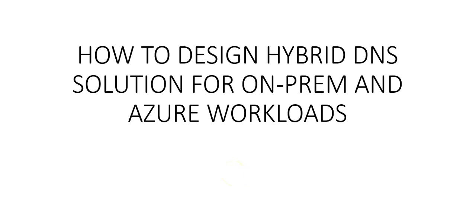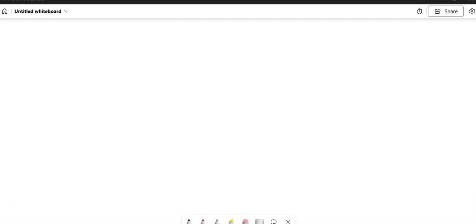Hi, my name is Ashish, and in this video we will see how to design a hybrid DNS solution for on-prem and Azure workloads. Now this architecture works for users and other systems that are connecting from on-premises and the public internet. I'll quickly pull up my whiteboard and start making the drawing. All right, I'll first of all make this. This is an on-prem.